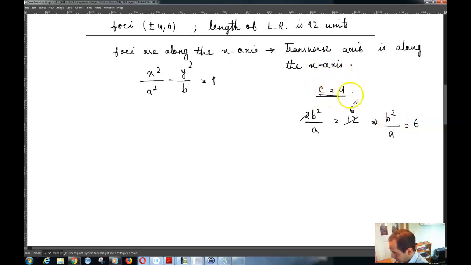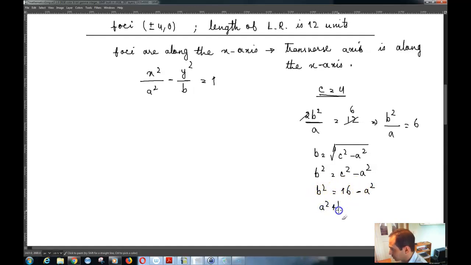Now, using this equation over here, we said that b is equal to the square root of c squared minus a squared. And of course then b squared is equal to c squared minus a squared. I have my c over here, so I can write b squared is equal to 16 minus a squared, and so a squared plus b squared is equal to 16. And based on this, b squared is equal to 16 minus a squared.